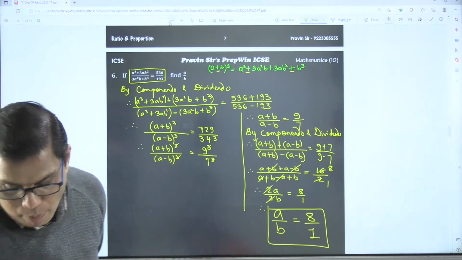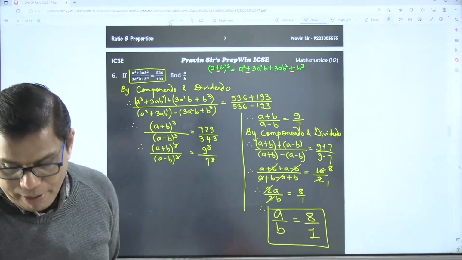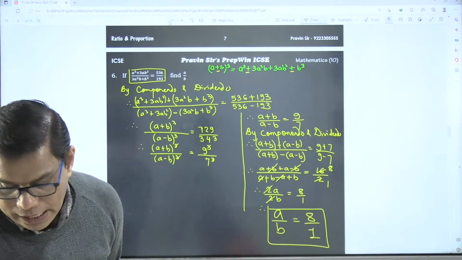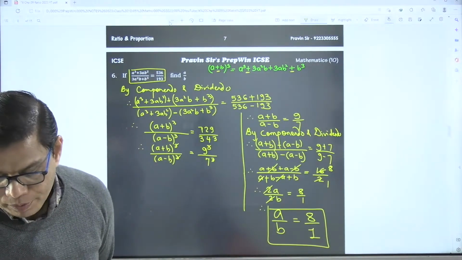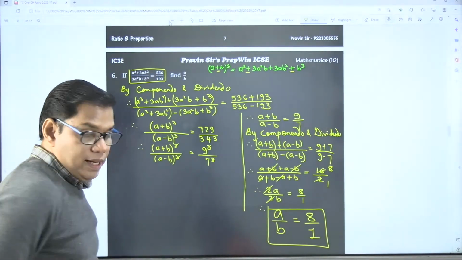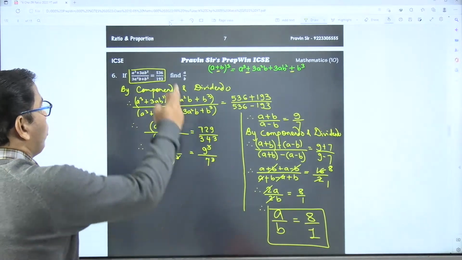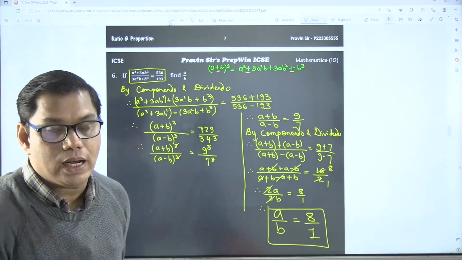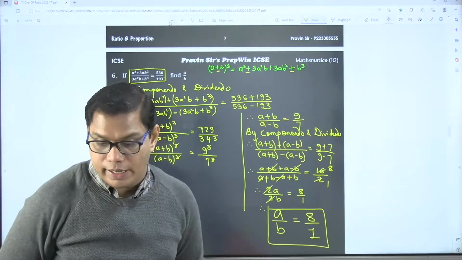Yes, yes. Amogh says a by b is 8 by 1. Absolutely. Smarty, a by b is equal to 8 by 1, right? Please don't write the answer in a ratio, because the question does not ask in ratio, otherwise you are inviting trouble. आपका एक मार्क कट जाएगा.